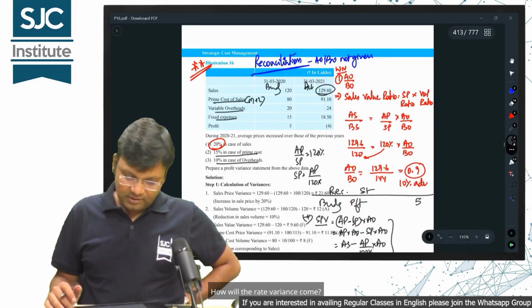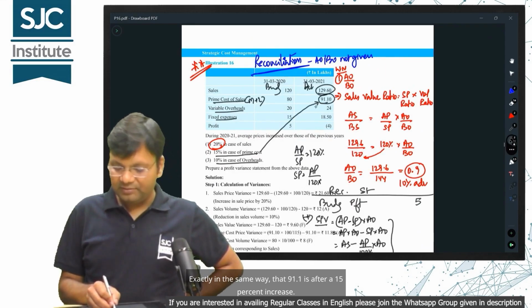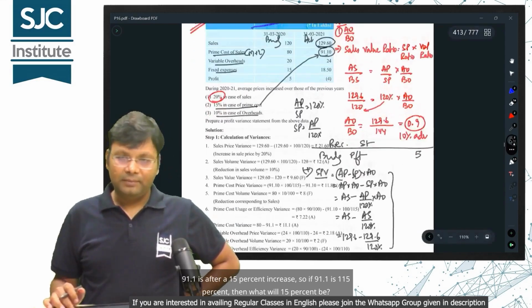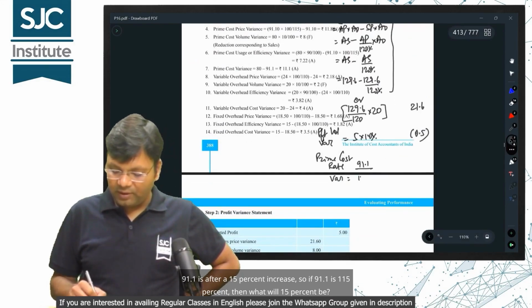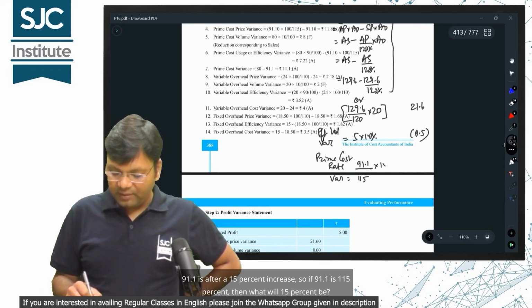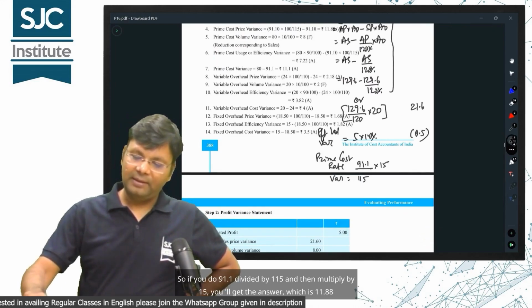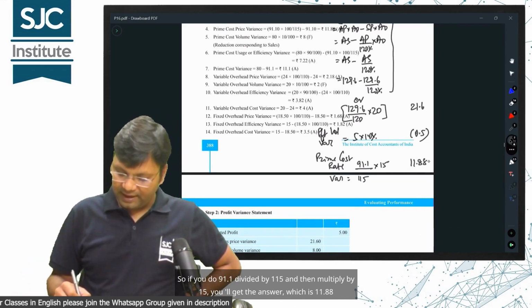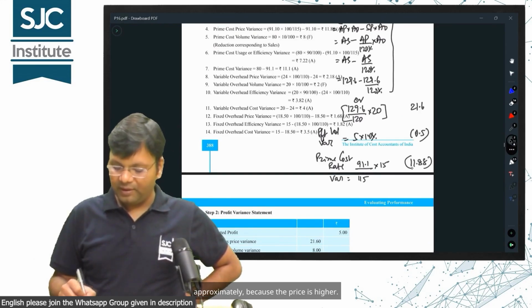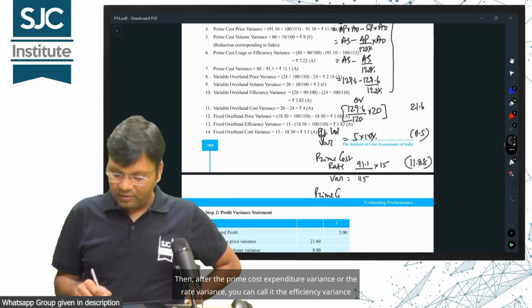How will the rate variance come? Exactly in the same way: 91.1 is after a 15% increase, so if 91.1 is 115%, then what will 15% be? So if you do 91.1 divided by 115 and then multiply by 15, you'll get the answer, which is 11.88 approximately, because the price is higher. Then, after the prime cost expenditure variance or the rate variance, you can call it the efficiency variance.